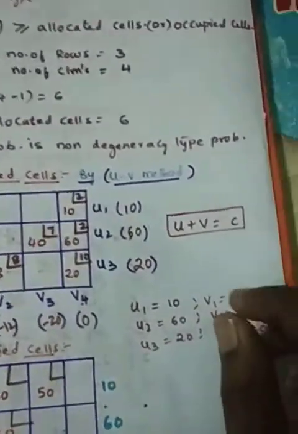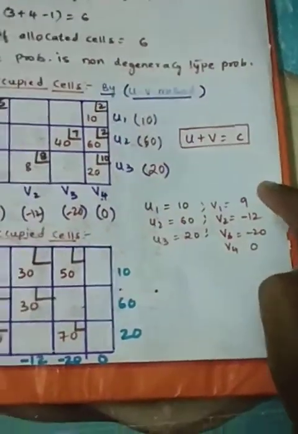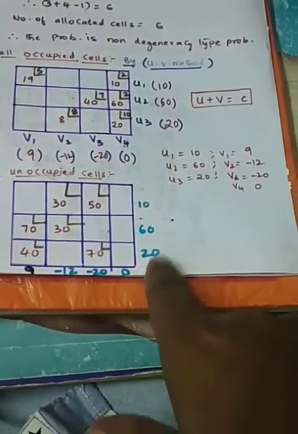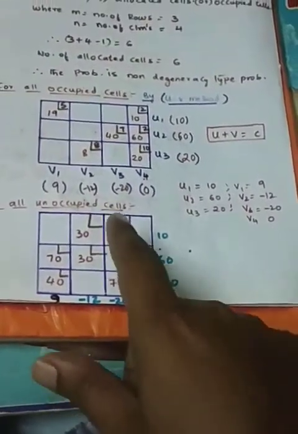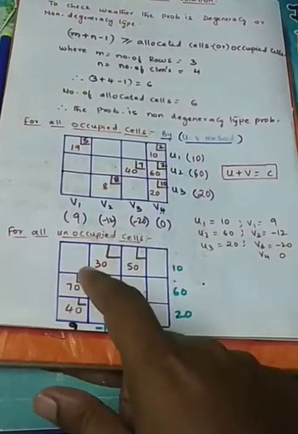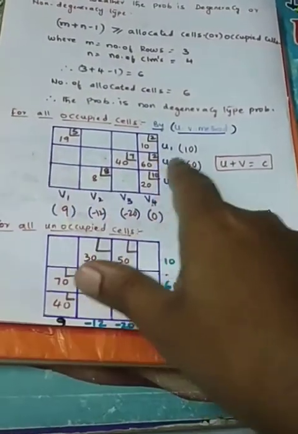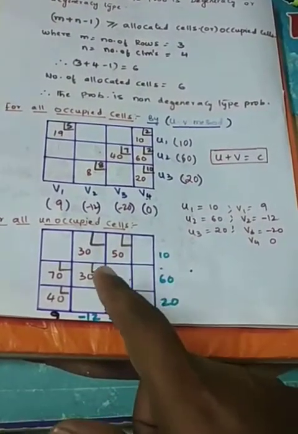So now we got all the values of U1, U2, U3, V1, V2, V3, V4. With respect to this, I entered the same values here: 9, minus 12, minus 20 and 0, and 10, 60 and 20. Coming to this, here you have unoccupied cells. Earlier you had entered all the occupied cells. Now you have to enter all the unoccupied, or unallocated, cell values. So I have entered the same, all the unoccupied cells.